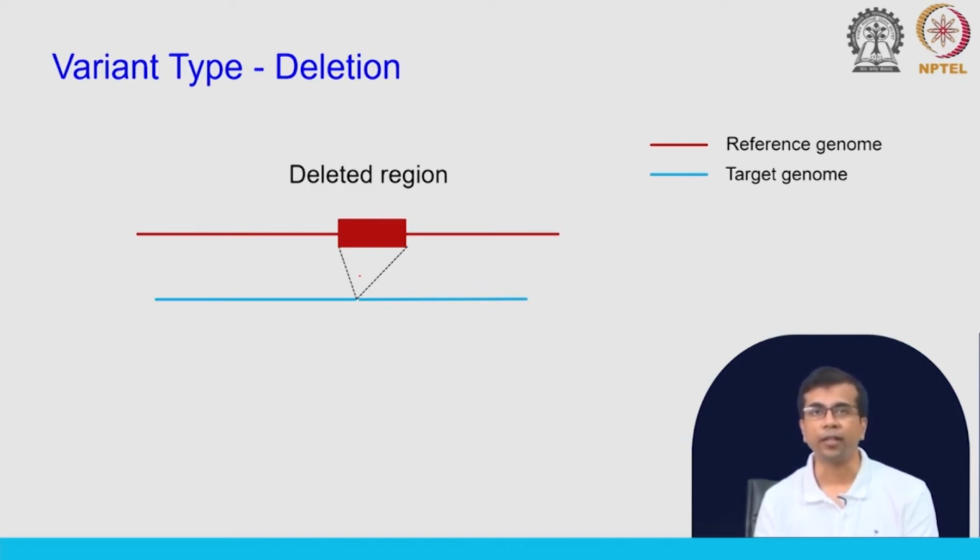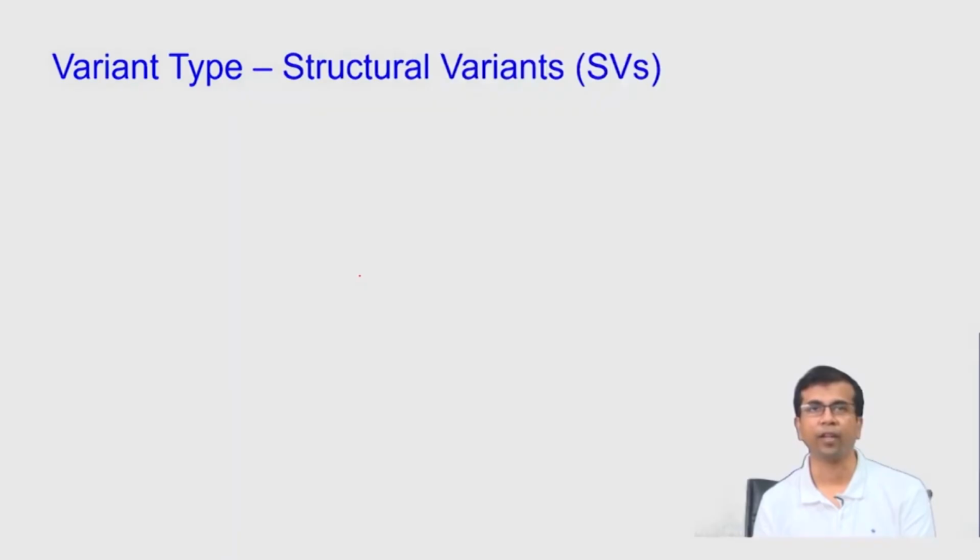What happens in deletion is that this region from the reference genome is not present in the target genome, right. So, this region is deleted in the target genome. So, this is what we call deletion.